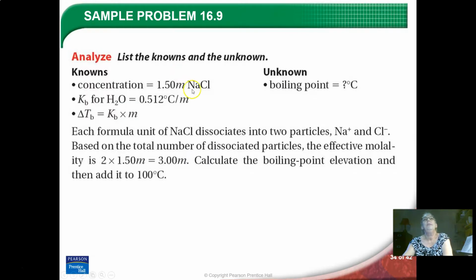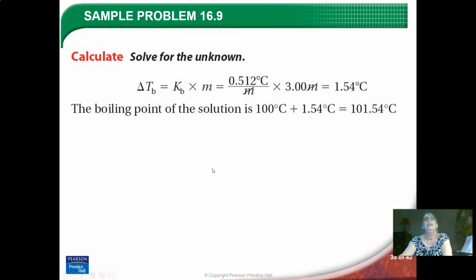Oh, the other thing to remember is NaCl breaks into two pieces. So instead of having this molality here, remember we have to figure out particles. So this would be 3 mol in particles. So make sure you remember that part. And then do the math to find that change in boiling point. So instead of boiling at 100 degrees, this would boil at 101.54 because you add this change to the boiling point.